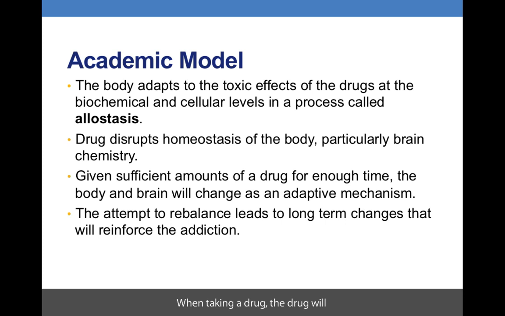When taken, a drug will disrupt the homeostasis of the body, particularly one's brain chemistry. If a person is given sufficient amounts of drug for enough time, their body and brain will change as an adaptive mechanism. The attempt to then rebalance leads to long-term changes that will reinforce the addiction. The model states that you will see specific physiological changes such as tolerance, tissue dependence, withdrawal symptoms, and physical dependence. And we will go over each of these now on the next slide.